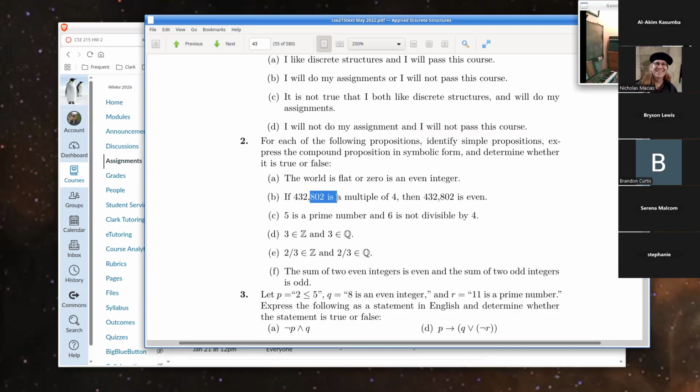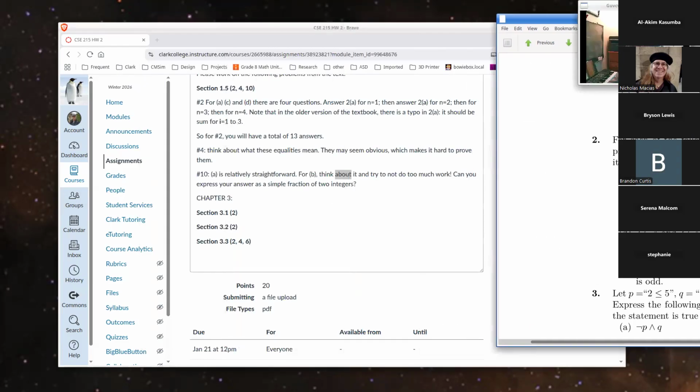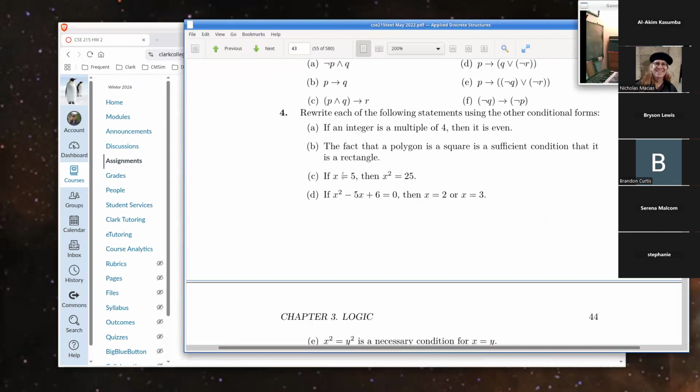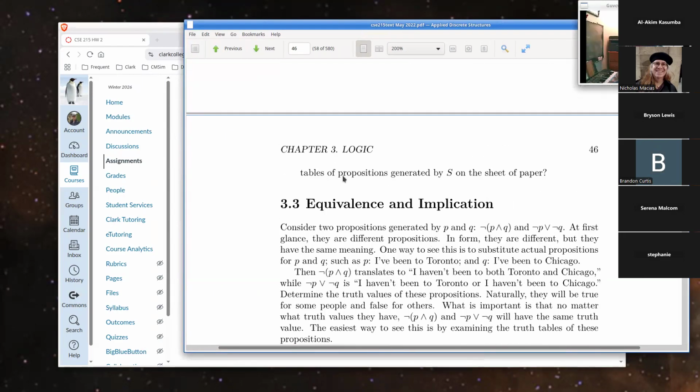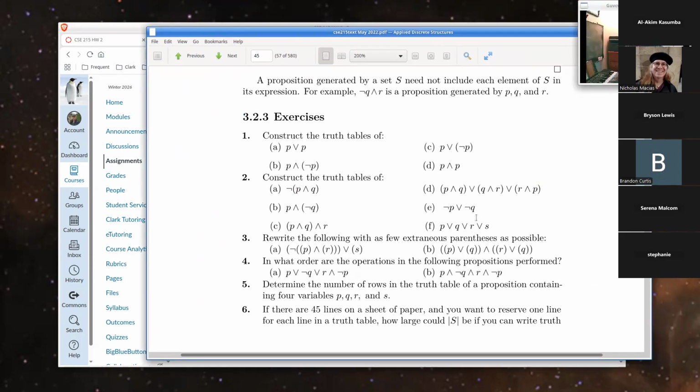And we want to take that and break it down into simple pieces, simple propositions that we can connect with logical operators, and, or, not, and so on, so that we can start to analyze these word problems. So that's what we're getting some practice with here in question 2. And then 3.2, we're looking at truth tables. So question 2, just construct these truth tables.